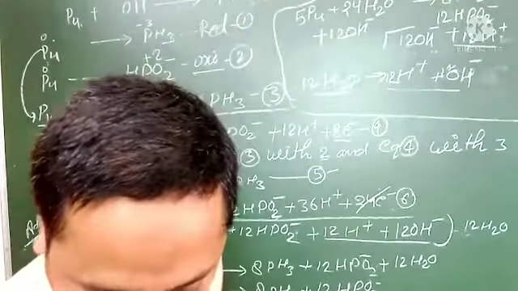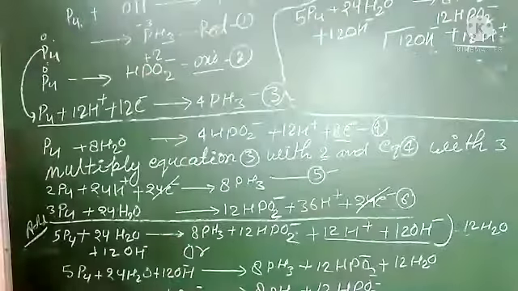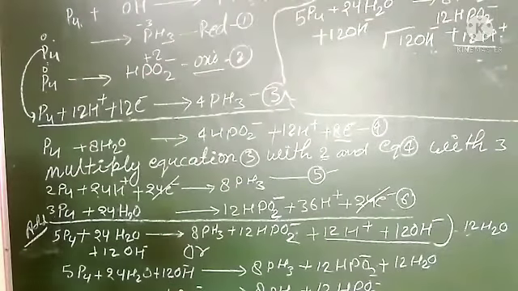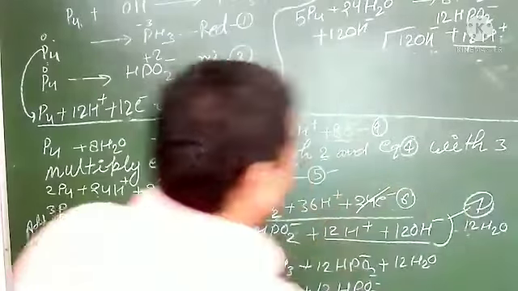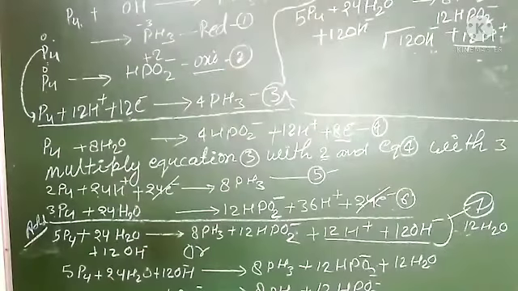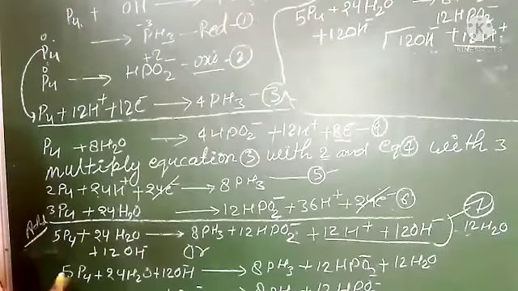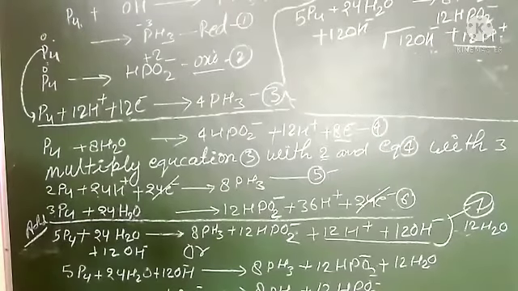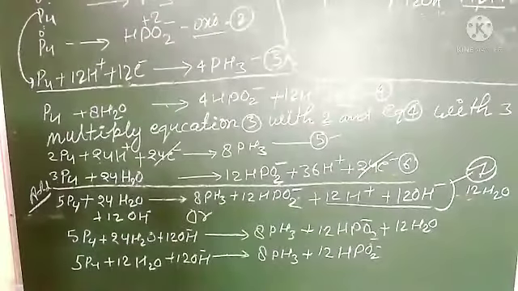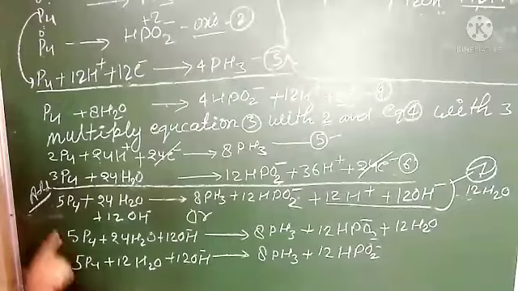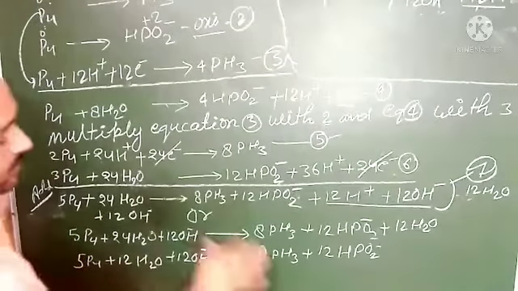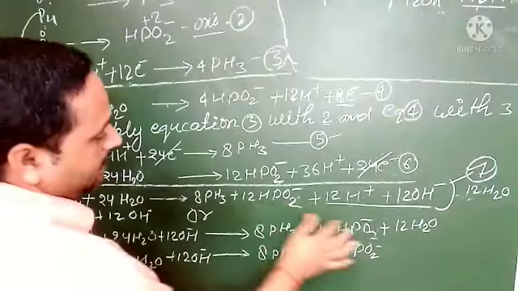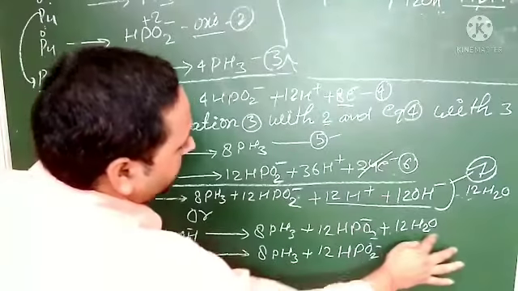Next, come to the point. We can write it as equation number 7. After that, here what will we write? Just all of you see it. Again I am writing 5PO4 plus 24H2O plus 12OH minus, and in place of that I have written 12H2O.